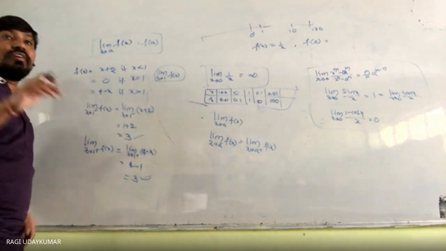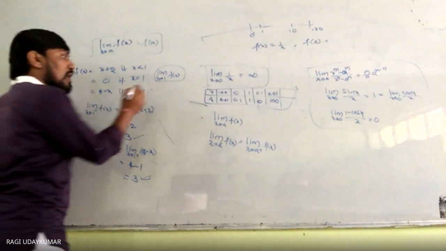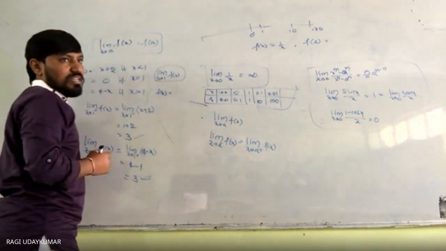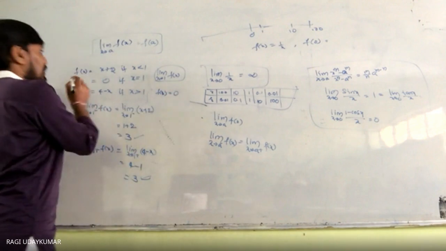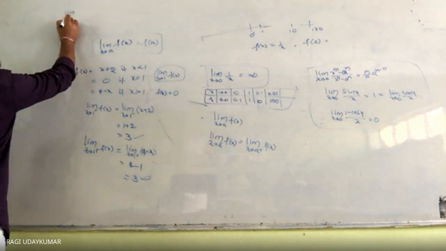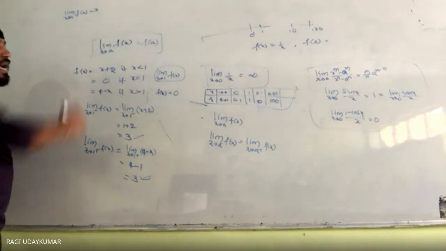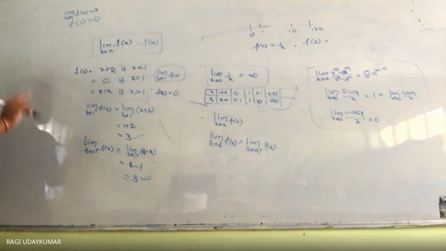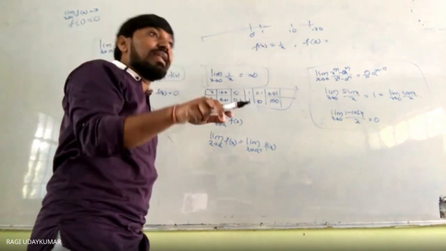But whether it is continuous or not. To check, what do we have to do? f of 1 is equal to what here? It is 0. But the limit as x tends to 1 of f of x is equal to 3, and f of 1 is equal to 0. Therefore, this is not a continuous function at x equal to 1.